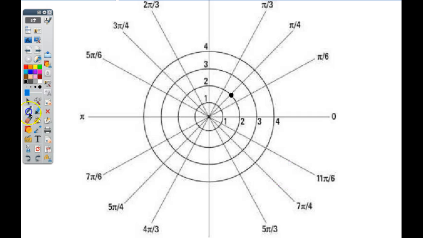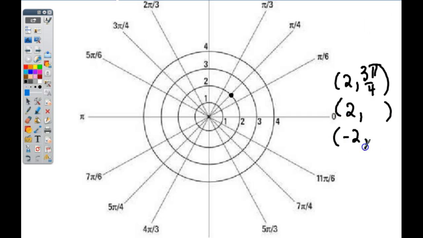Number 11. So what's the point they give you for number 11? 2 and what? Okay. So I'm going to start with 2 and 3 pi over 4. So I know I'm going to do this to start with. Just 11 on. Okay?